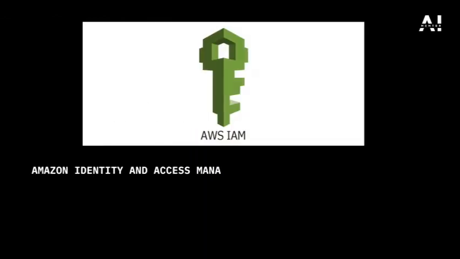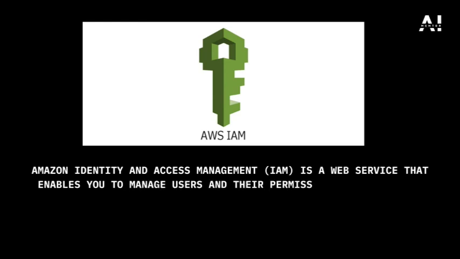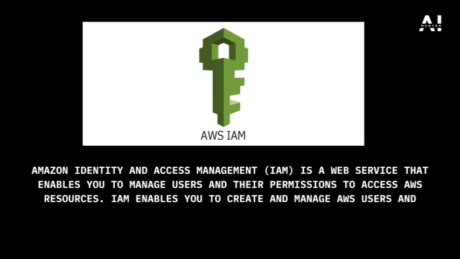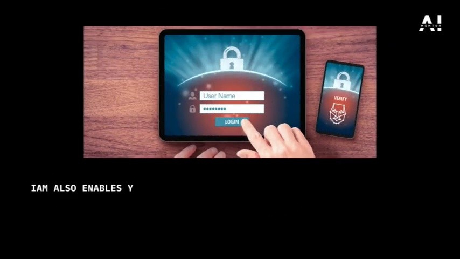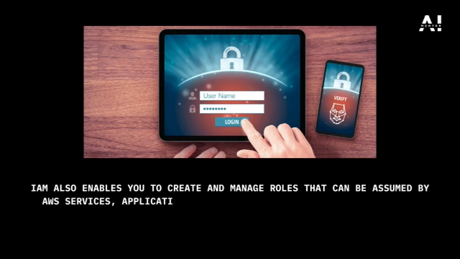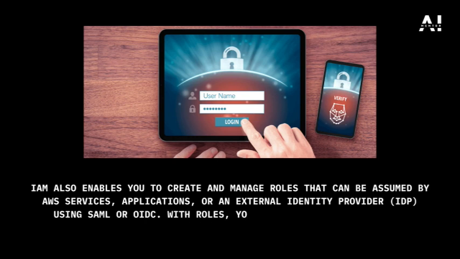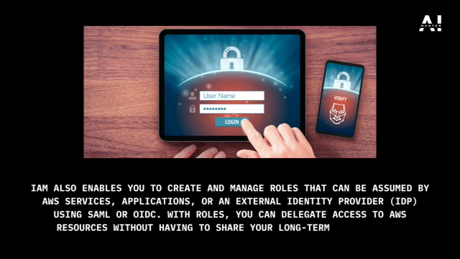Amazon Identity and Access Management, IAM, is a web service that enables you to manage users and their permissions to access AWS resources. IAM enables you to create and manage AWS users and groups, and use permissions to allow and deny their access to AWS resources. IAM also enables you to create and manage roles that can be assumed by AWS services, applications, or an external identity provider, IDP, using SAML or OIDC. With roles, you can delegate access to AWS resources without having to share your long-term credentials.